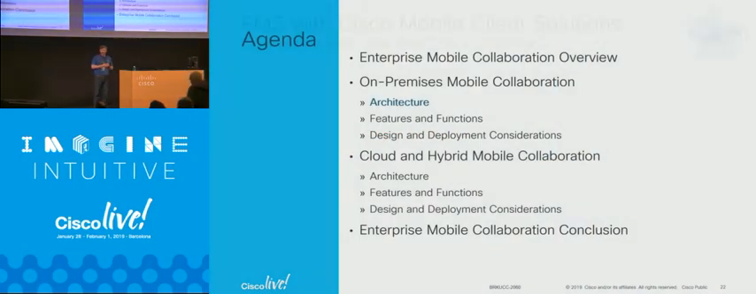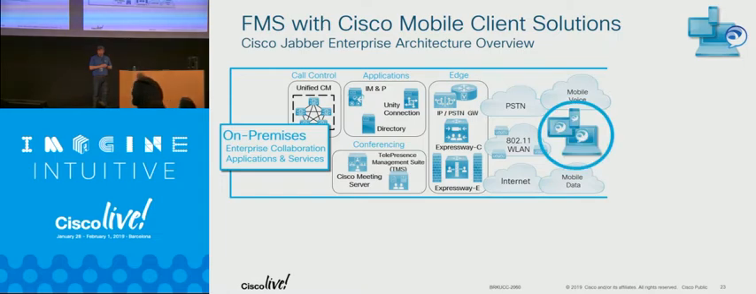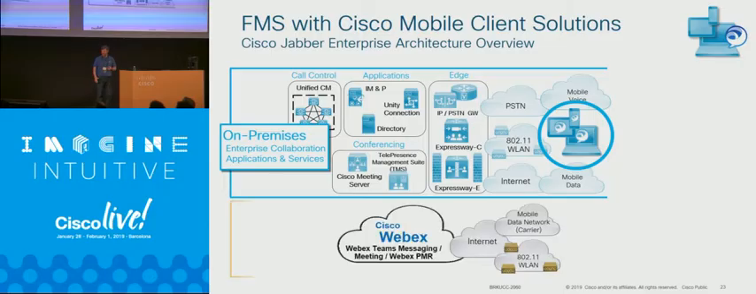All righty, so let's start in here and talk about architecture. As I mentioned, we're going to talk across a number of different types of deployments, whether they be on-prem, some combination of on-prem and cloud, or a pure cloud. From a Jabber perspective, Jabber is capable of being an on-prem client and leveraging services from on-prem, whether that be calling, messaging, et cetera.